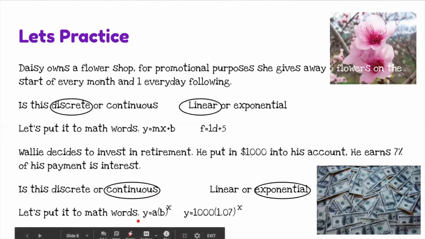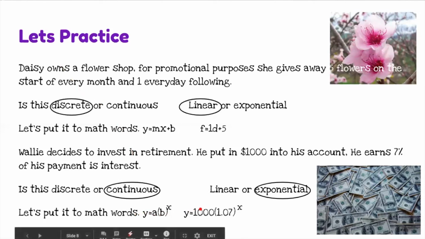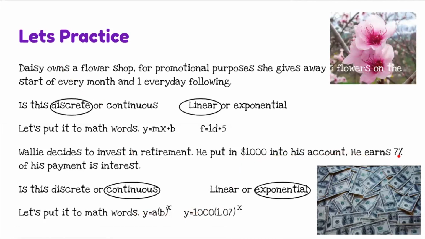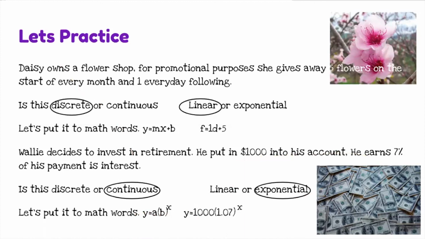Here, we're going to be using explicit form. So y equals ab to the x. So the first term is 1,000 because he starts with 1,000, and then 7% into a decimal is 1.07 because you have to multiply what you already have plus 0.07 to figure it out. And that is the equation for Wally's investment in retirement.